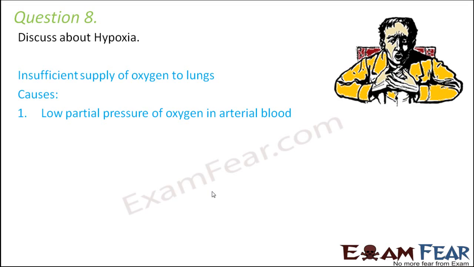For example, it could be because of low partial pressure of oxygen in the arterial blood, because the partial pressure of oxygen plays an important role. Because of this partial pressure, oxygen moves from one place to another. Now this condition is often known as hypoxemic hypoxia.